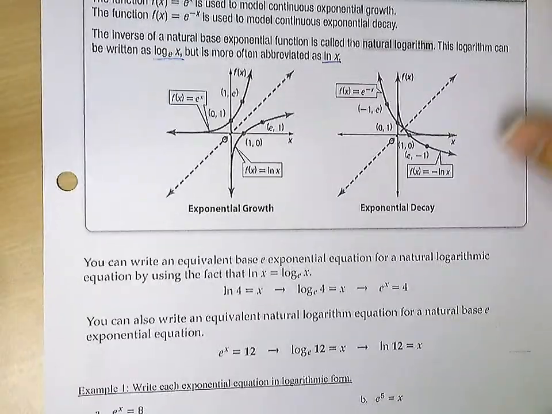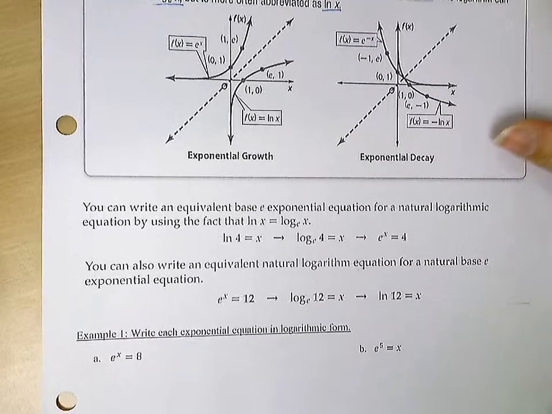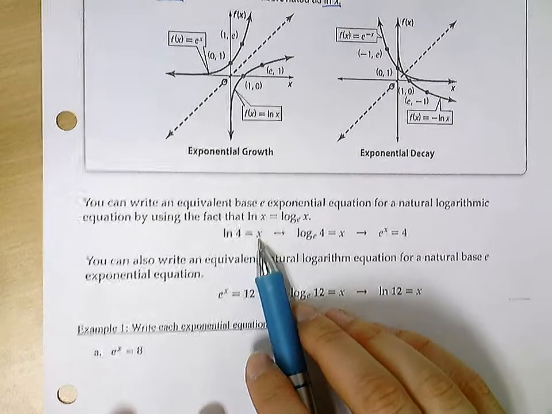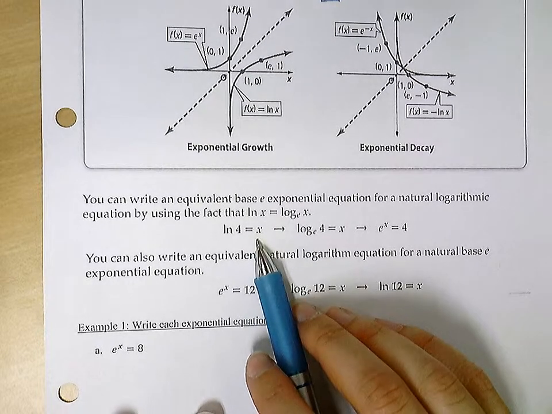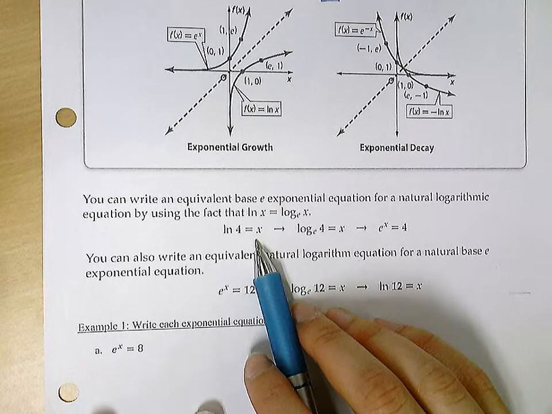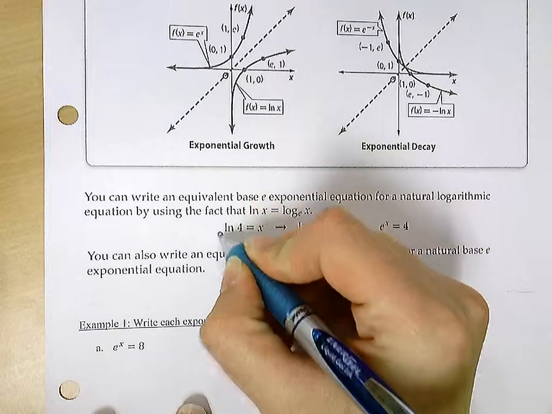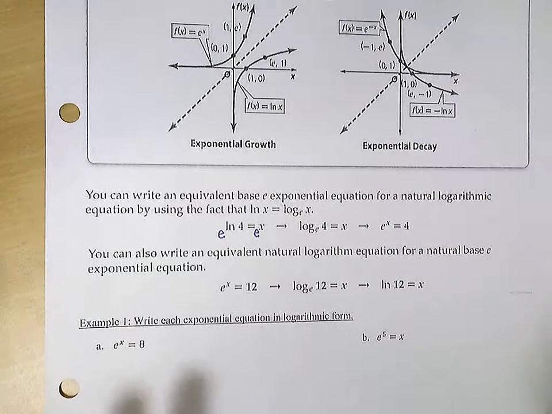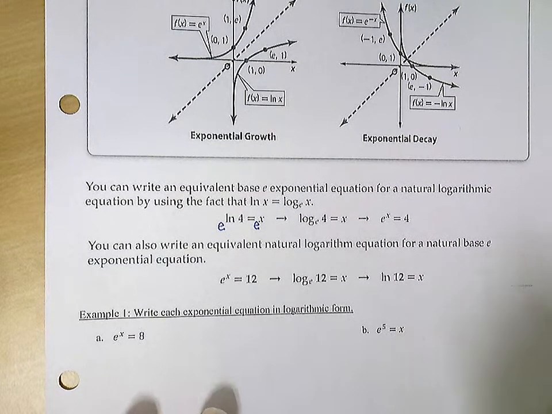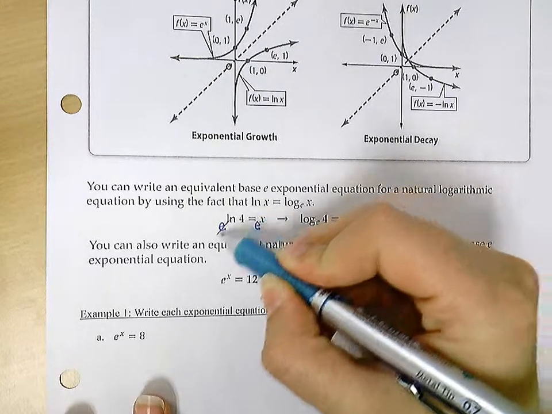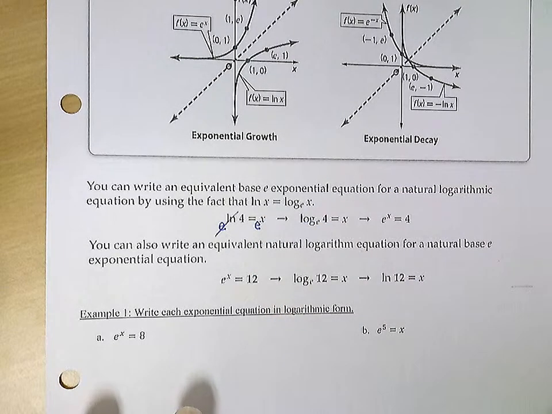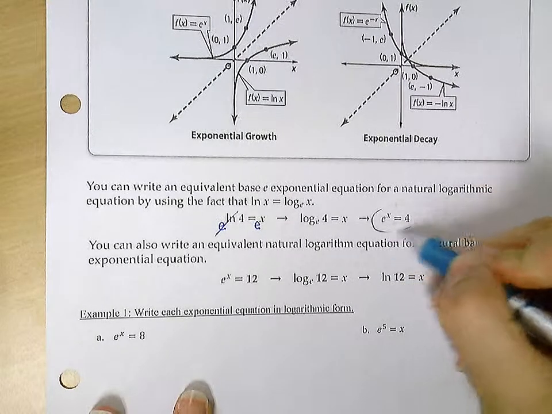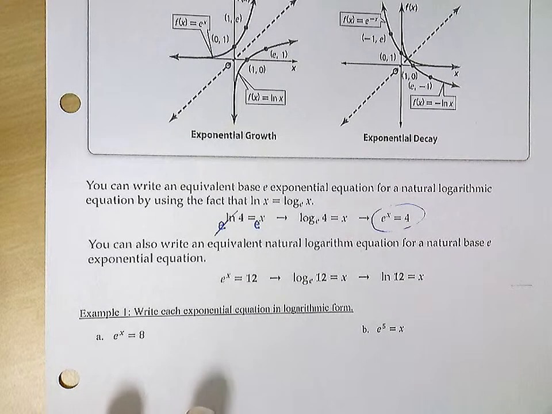So you can write an equivalent base e exponential equation for a natural logarithmic equation by using the fact that ln of x equals log base e of x. So if I have natural log of 4 is equal to x, if I bring in base e to both sides of that equation, it cancels out your natural log and the e. So you end up with e to the x is equal to 4.